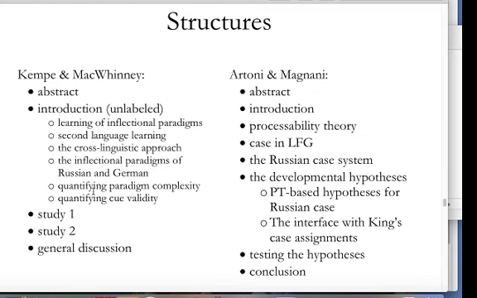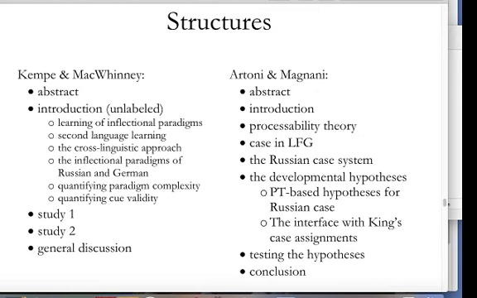So lots of background information in here, and then also about how we're going to approach the quantitative aspects of our study. And then there's one empirical study, a second empirical study, and then finally there's a general discussion. Right? So this is roughly the four-part organization. Artoni and Magnani have an abstract just like the other paper. They have a short introduction that says a few things about the paper, and then there's a whole series of other background sections about the theories they're using of both processing and grammar, about what Russian case looks like, and what we're going to talk about for developmental or learning hypotheses. Then we're going to test those hypotheses, and then we're going to give you our conclusion.